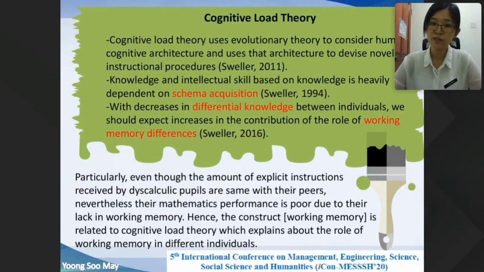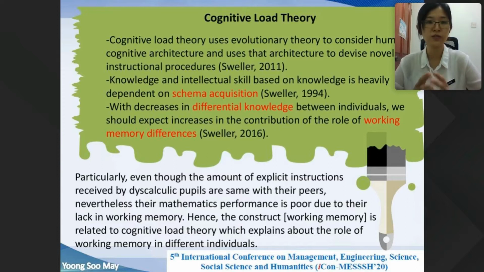Number 2, cognitive load theory. According to Sweller in 2011, 1994, and 2016, cognitive load theory uses evolutionary theory to consider human cognitive architecture and uses that architecture to devise novel instructional procedures. Knowledge and intellectual skill based on knowledge are heavily dependent on schema acquisition.